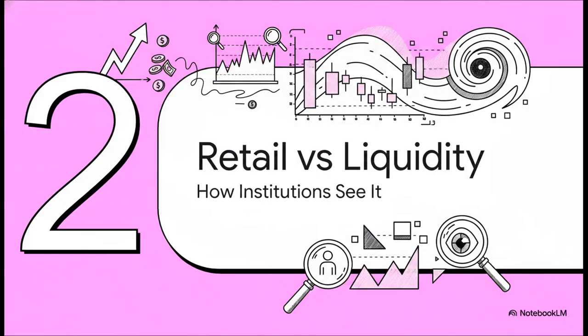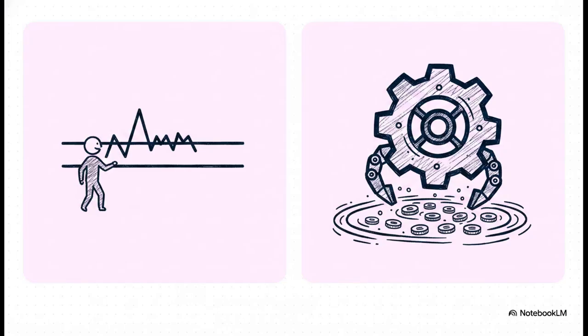Moving right along to Section 2, Retail Lines versus Liquidity, how institutions actually see the chart. Now, look at the stark contrast here. On the left side, we have everyday retail traders who are traditionally taught to blindly trust these imaginary static support and resistance lines drawn across their screens. But over on the right, that's the reality of institutional market-making behaviors.